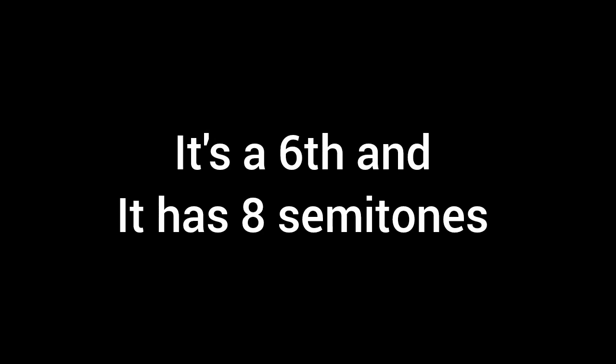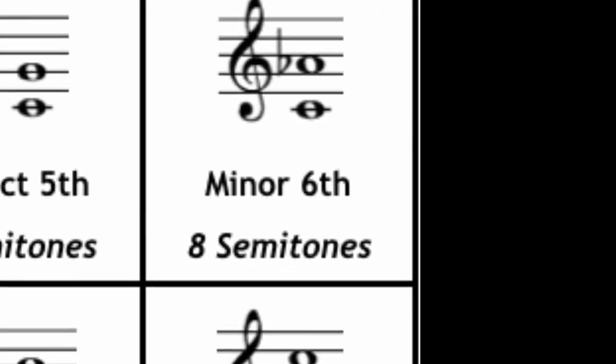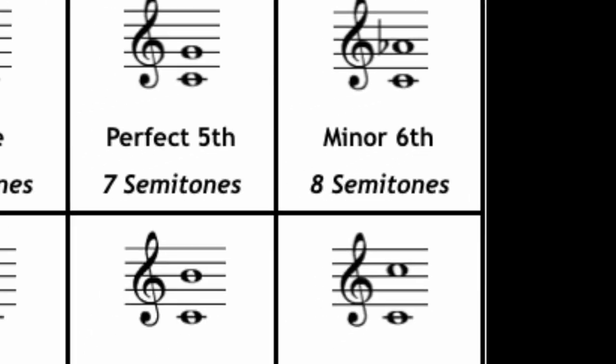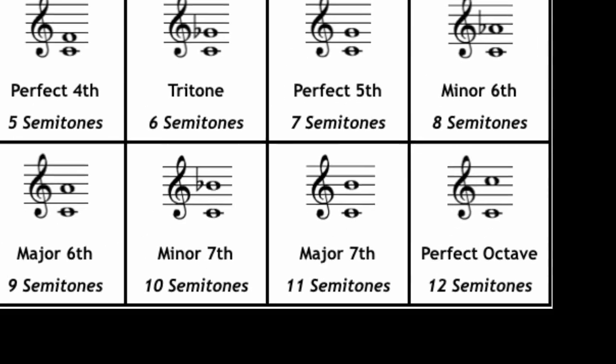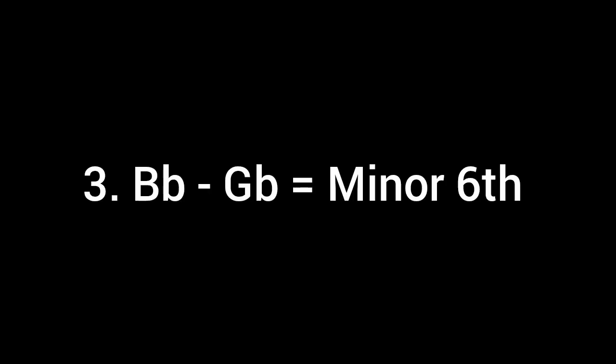All right, so the next thing now is to check our interval chart. We can see that it is a 6th, and it has 8 semitones. If you look at this chart, realize that it is a minor 6th. Assuming it had 9 semitones, it would have been a major 6th. But this one has 8 semitones, so it is a minor 6th. This is quite understandable, right? Okay, good.